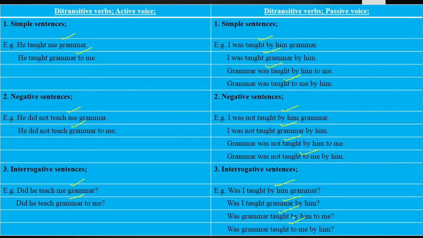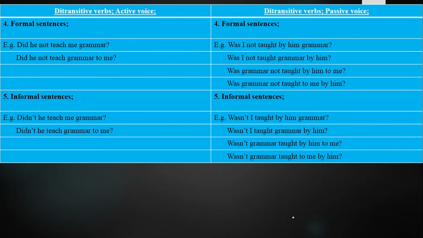Next we have the formal and informal sentences of past indefinite tense. Formal sentences we will discuss: did he not teach me grammar, did he not teach grammar to me, was I not taught by him grammar, was I not taught grammar by him, was grammar not taught by him to me, was grammar not taught to me by him.